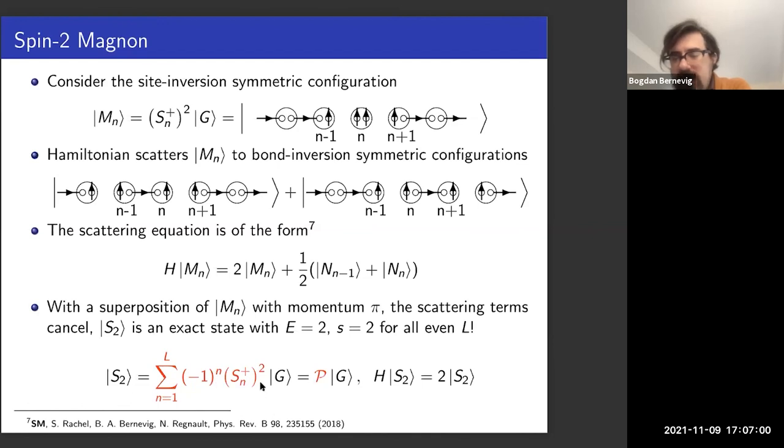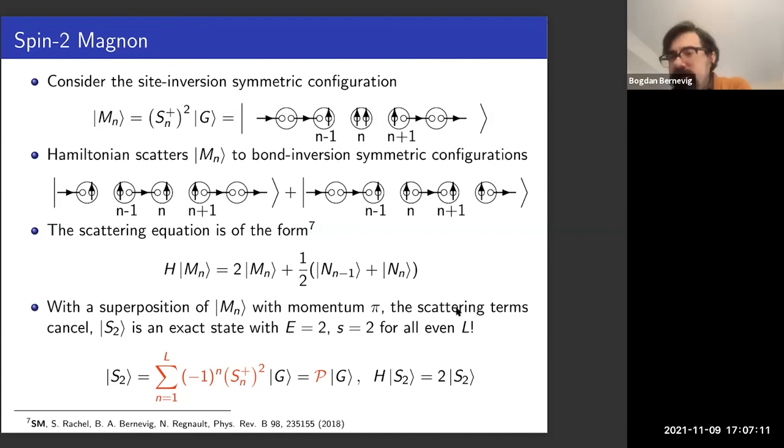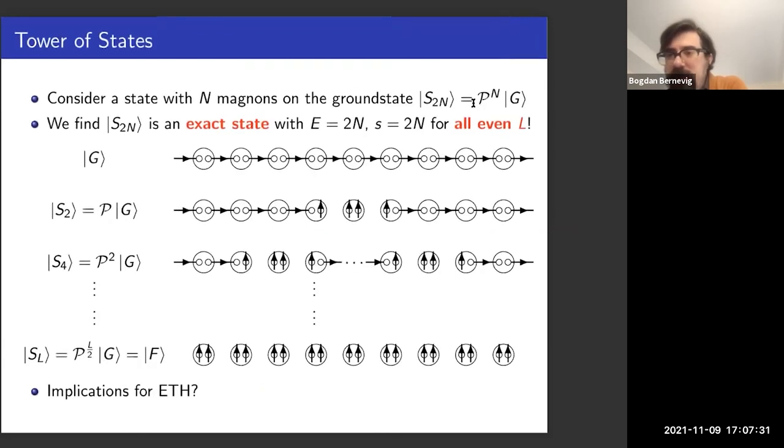This state in particular is a low-lying state, because it only has energy 2. So the bandwidth of the model is order L, and this L grows in the continuum limit. L is the number of sites. This is the low state, but then for all the other states, you just take the spin 2 magnon at momentum pi and you hit the ground state with it.